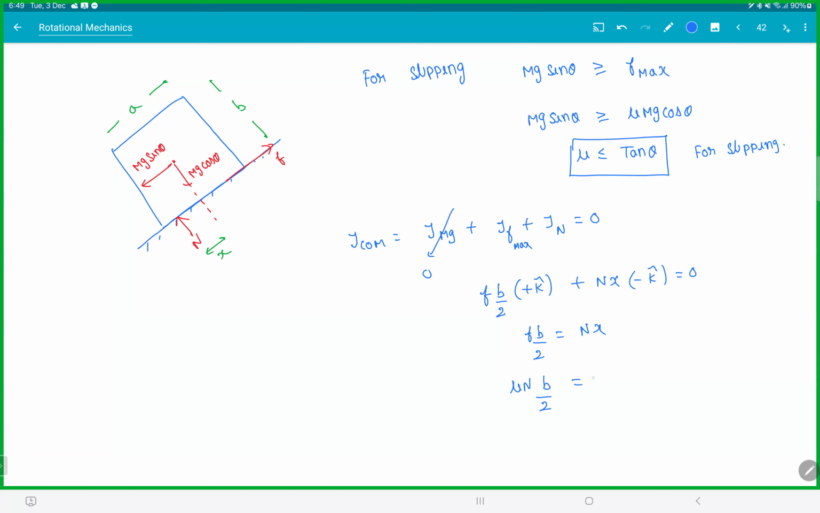Mu n B by 2 is equal to Nx. N will cancel. We get x is equal to mu B by 2. But we know x value cannot exceed A by 2. So this must be less than or equal to A by 2. So this gives you mu must be less than or equal to A by B. This is your second condition, everyone.